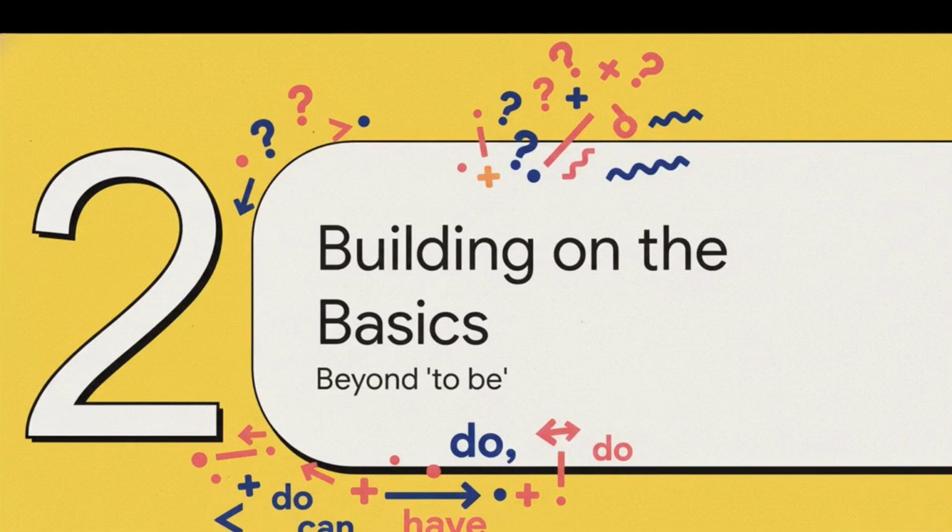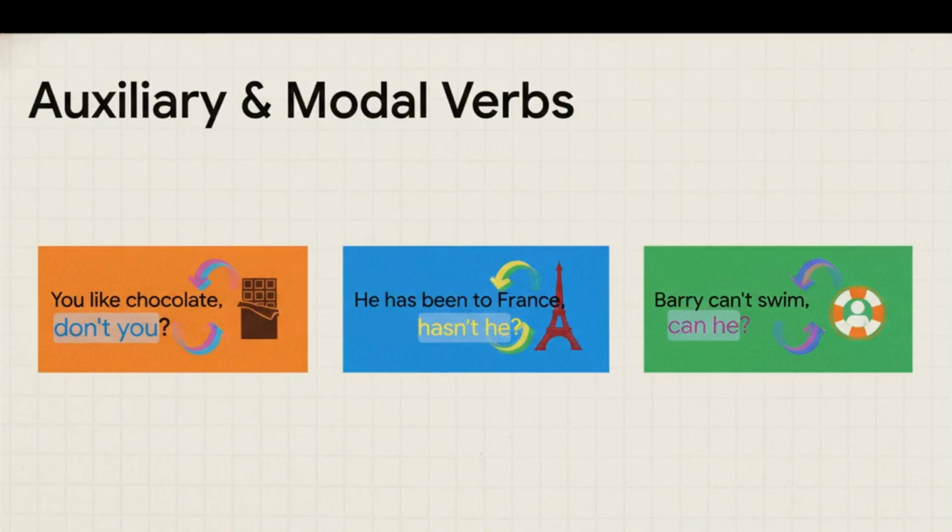This rule isn't just for simple sentences with the verb to be. Oh no. It works across the board with all kinds of verbs, including those super helpful little auxiliary and modal verbs. You just find the helping verb in the sentence and flip it for the tag. So for a simple verb like "like," we pull in do, which makes the tag "don't you." For "has been," it becomes "hasn't he." And for modals, a negative like "can't" flips right back to a positive "can he." The pattern just always holds true.